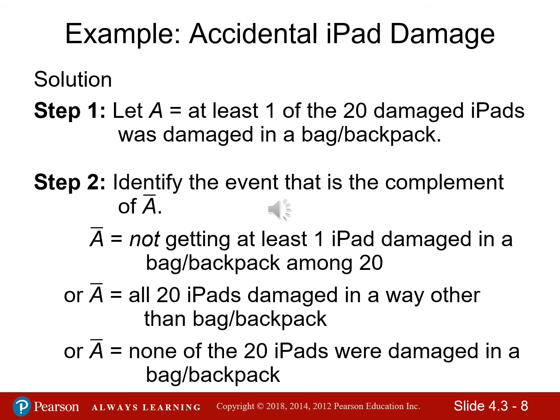We can say A bar in a few different ways. One way would be that A bar is equal to not getting at least one iPad damaged in a bag or a backpack. Or we can say A bar is equal to all 20 iPads damaged were damaged in some other way other than a bag or a backpack. Or finally, we can say A bar is equal to none of the iPads were damaged in a bag or a backpack.